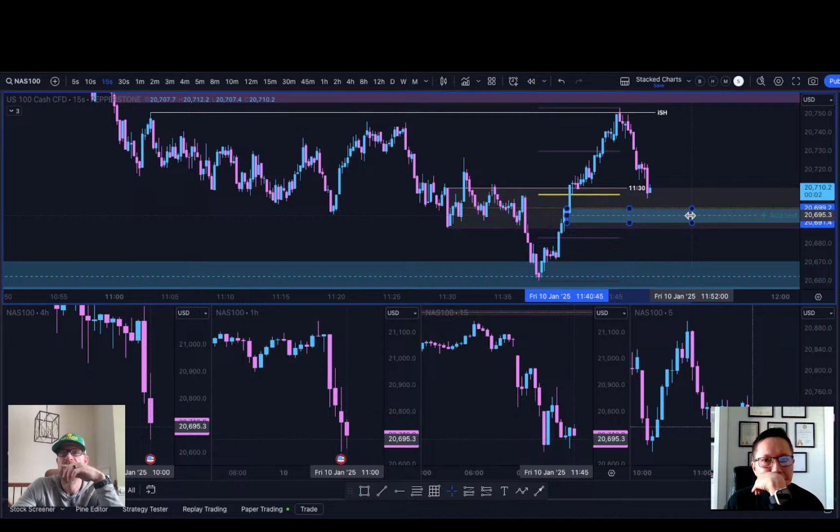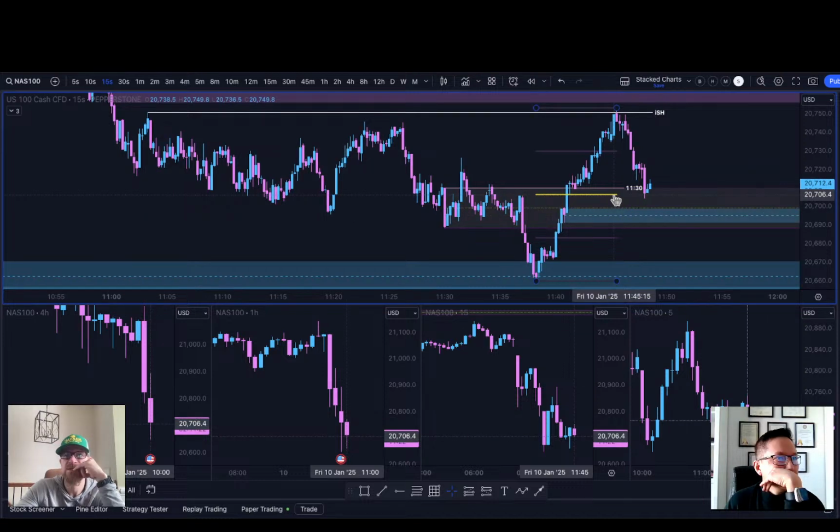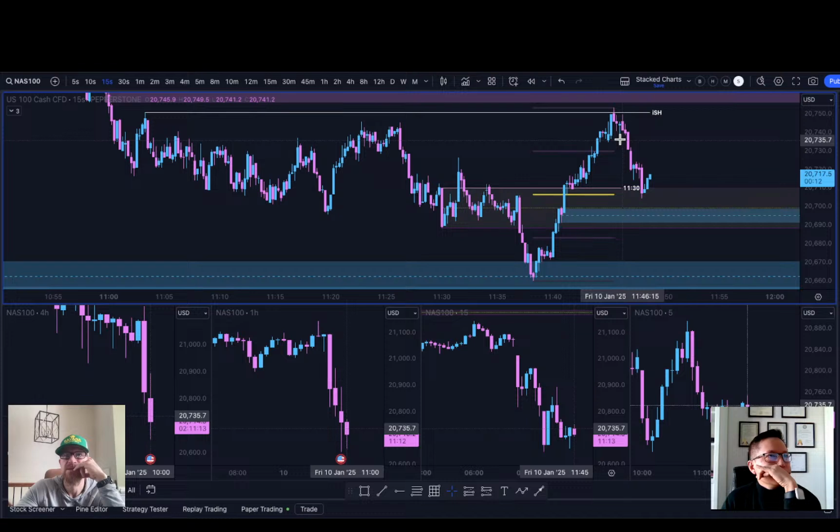It's below 50% of the breaker. It's inside this internal. This did just wick into discount, 50%, yep. But this is inducement for higher. Here's internal POC. Here's our change to break this low right here.